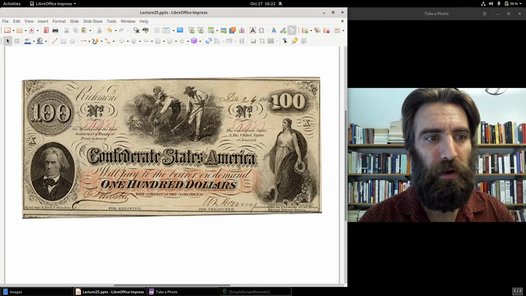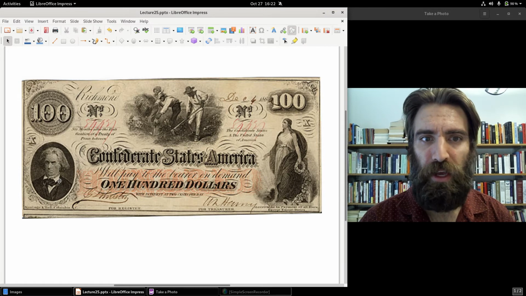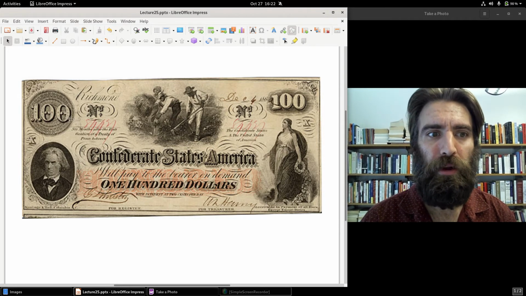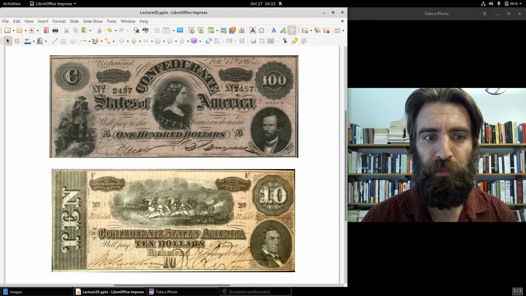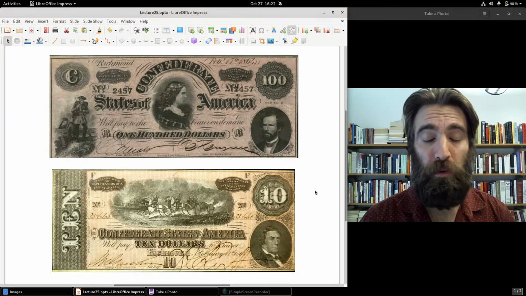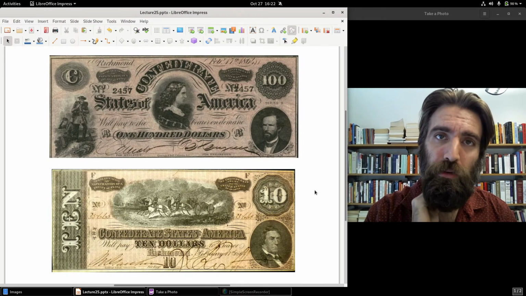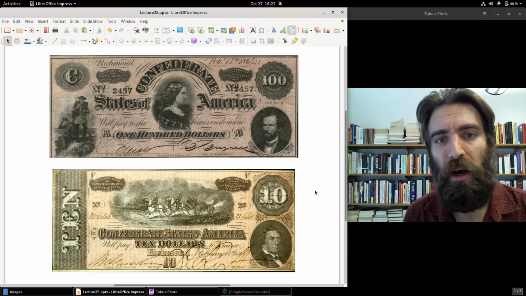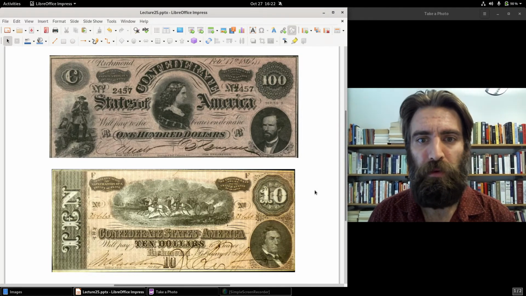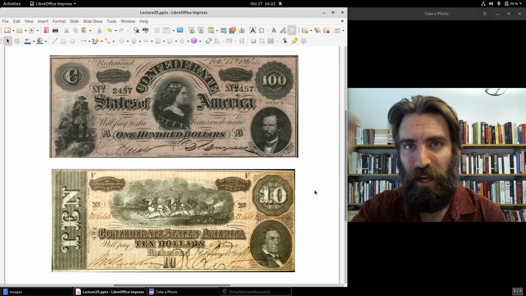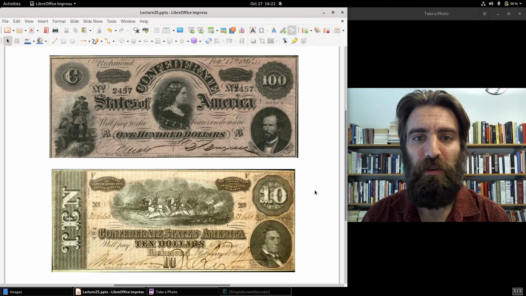There's a $100 note. You see John C. Calhoun pictured there, the Democrat from South Carolina. Some slaves in the field. Some more notes. Another. By the way, especially if you're on the East Coast, you can go to a coin shop, and it's not uncommon to find Confederate paper money for sale. It's worth a lot now. It wasn't worth much then. In fact, it hyperinflated.